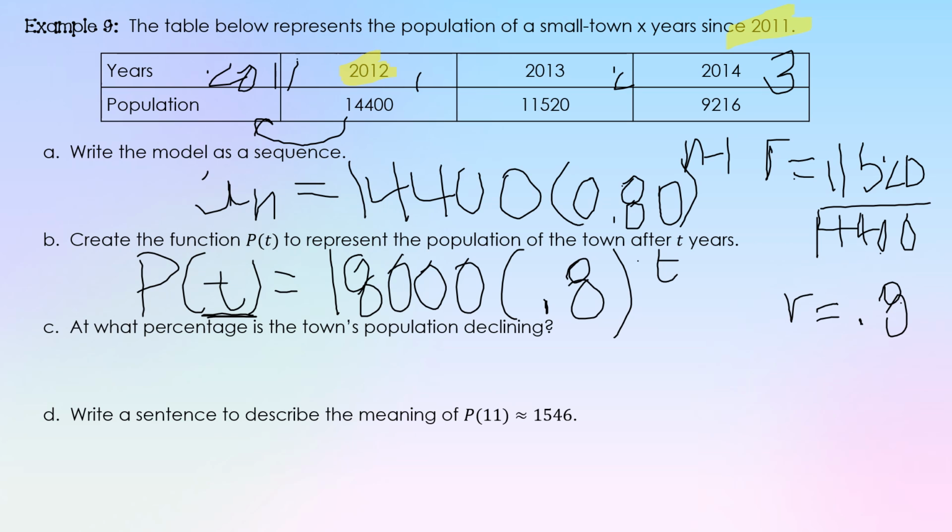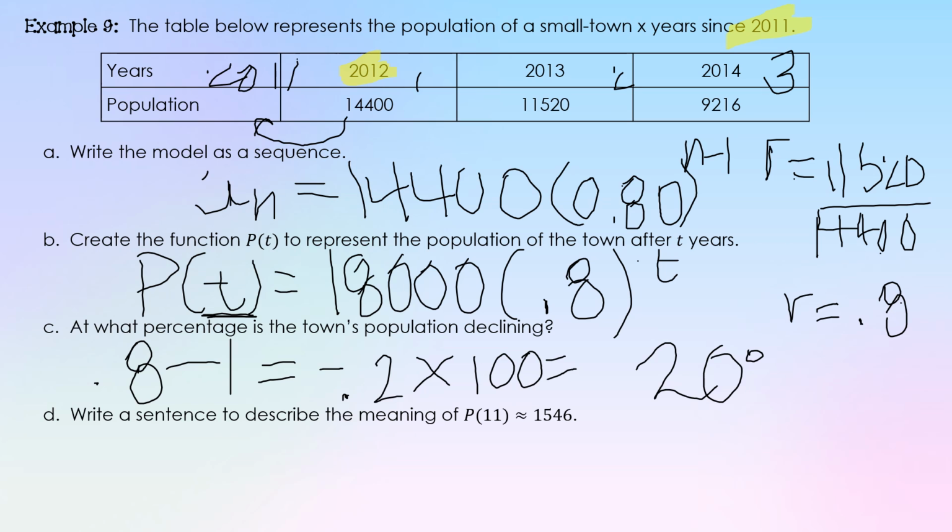What percentage is the town's population declining? This was a big issue on the test. To find the percentage, you look at the base. The base is not the percent. You are going to take 0.8, subtract 1, which will give you negative 0.2. Take that answer and multiply by 100. So it is declining at 20%. That's why that negative is there, but you don't need to include your negative on your answer.